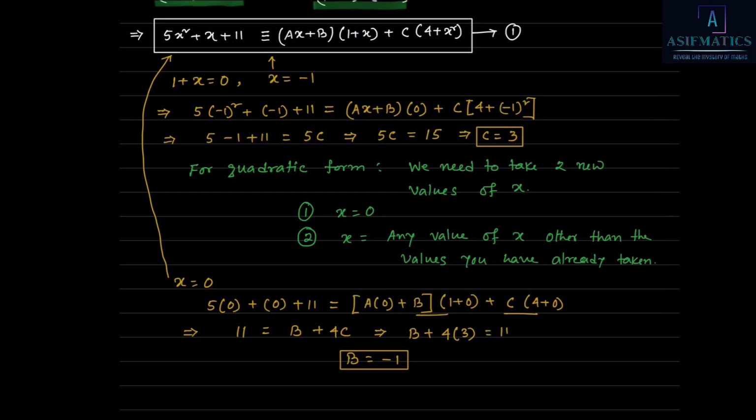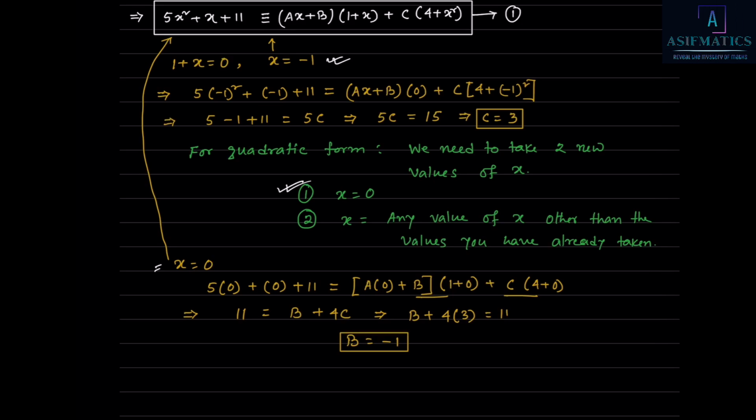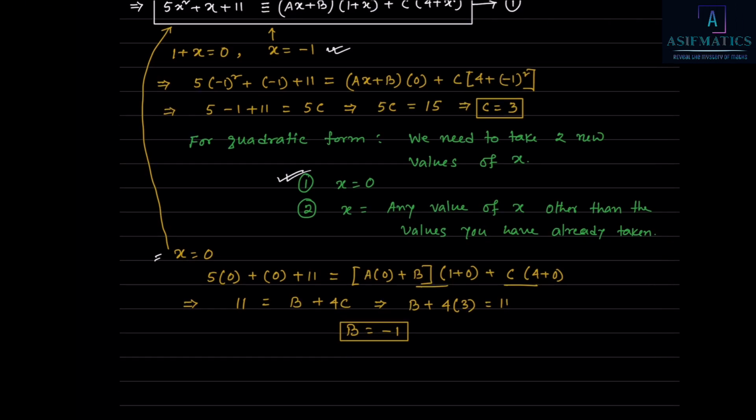Now we need to find the a value, and as I said, the first one, x equals 0, we have taken. Now we need another value other than the values we have already used. So we have used x equals 0, and x equals minus 1 also we have used. So now we need to take any other value. It's completely your choice what value you want to take. But in this case, I am taking x equals 1, because with this smaller value you can have a very quick calculation.